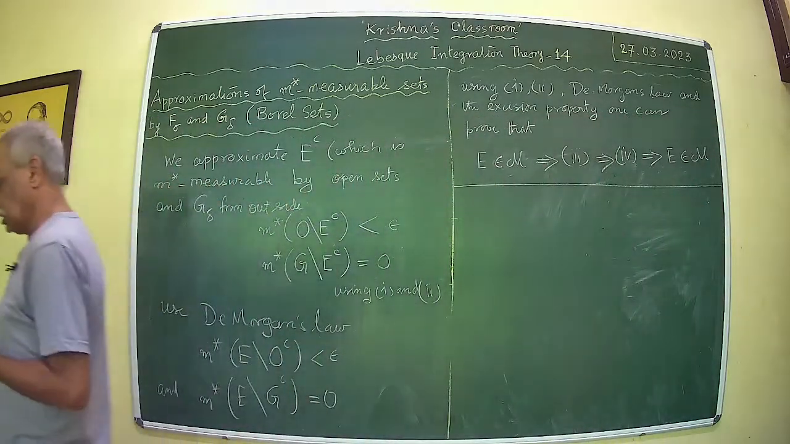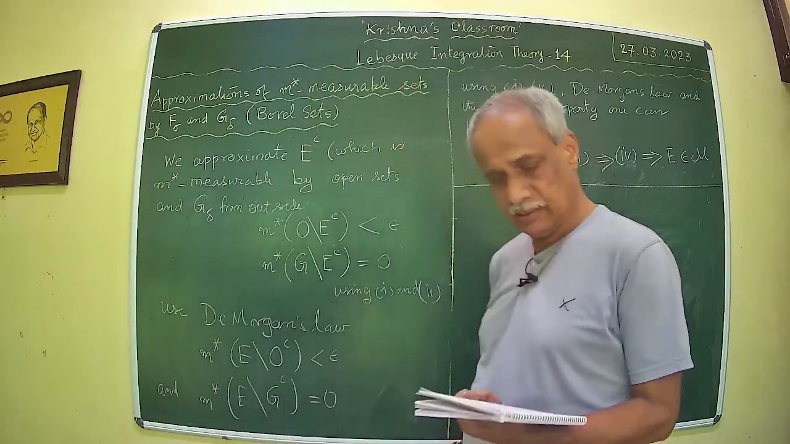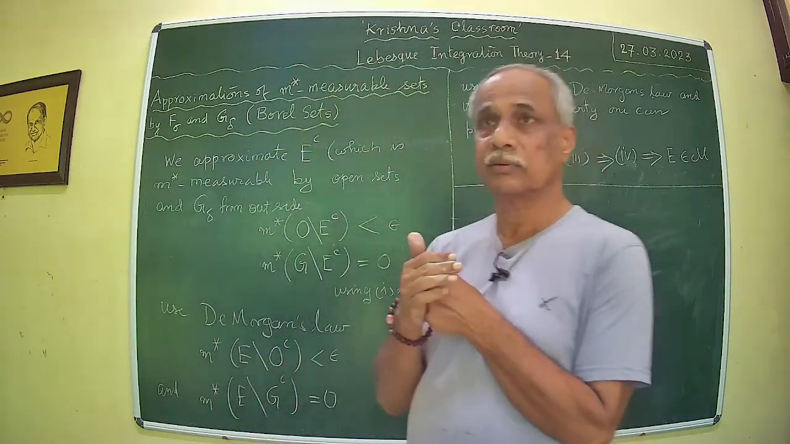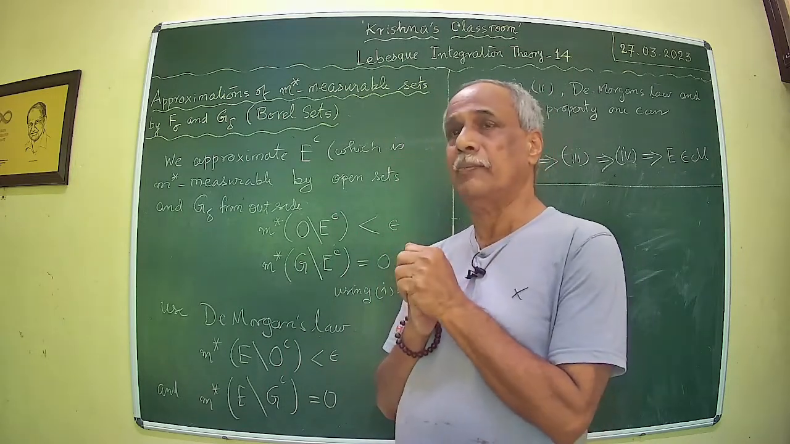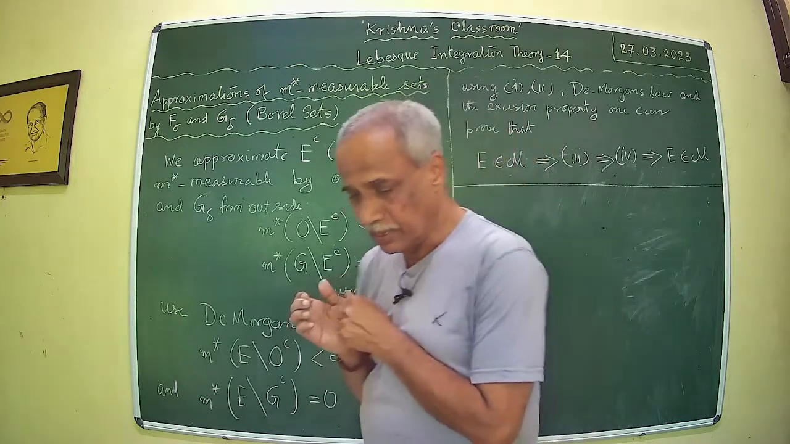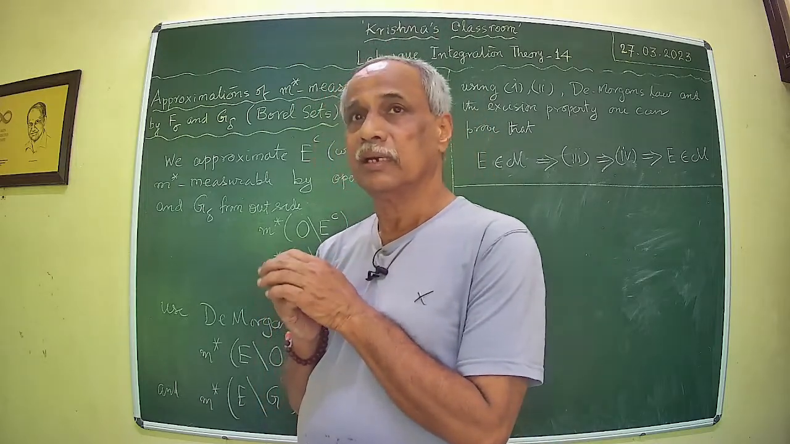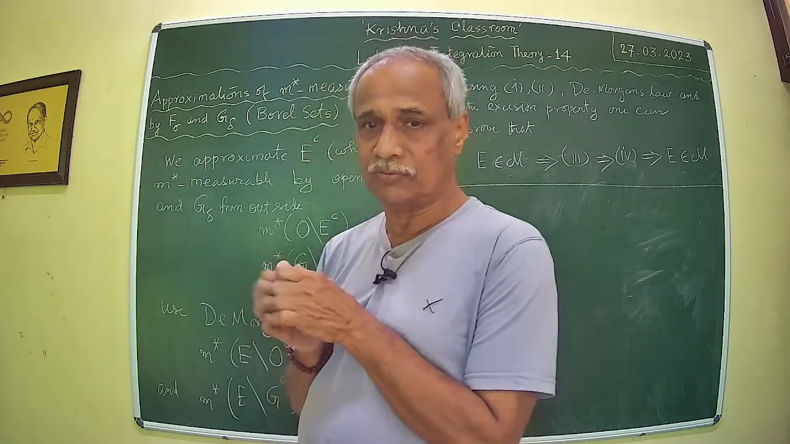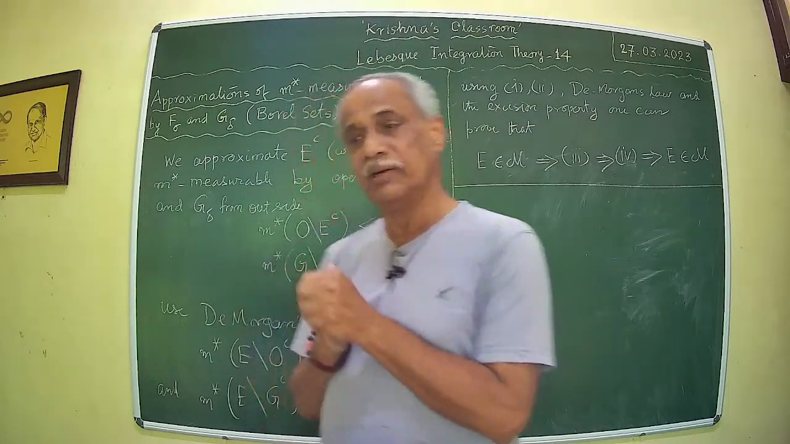Okay. So I think I will stop here today, and next time I will show that M star measurable sets can be approximated. If it is a finite measure, it can be approximated as the union of a finite collection of open sets. That we will take up next time.